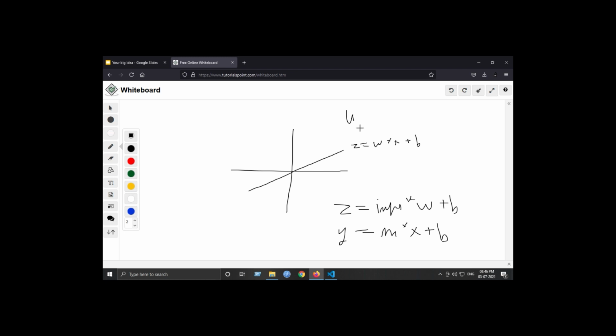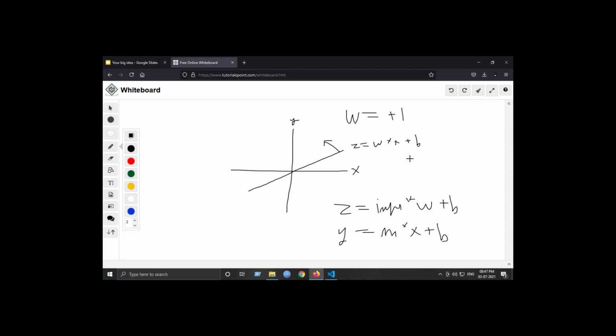Now if we increase our weight value to +1, then the slope will get steeper. It will go towards the y-axis, right? So just remember this: whenever we increase the weight value, the slope gets steeper. So the weights determine the slope.